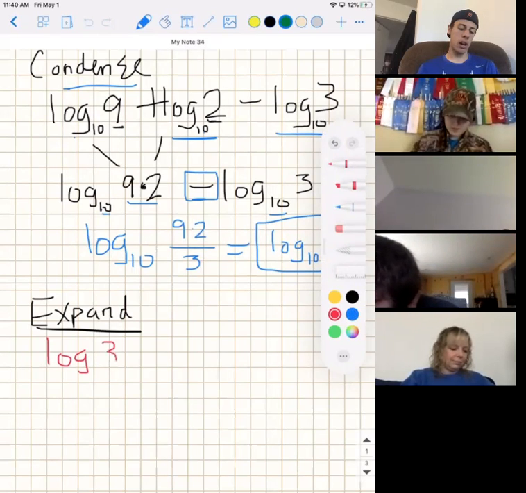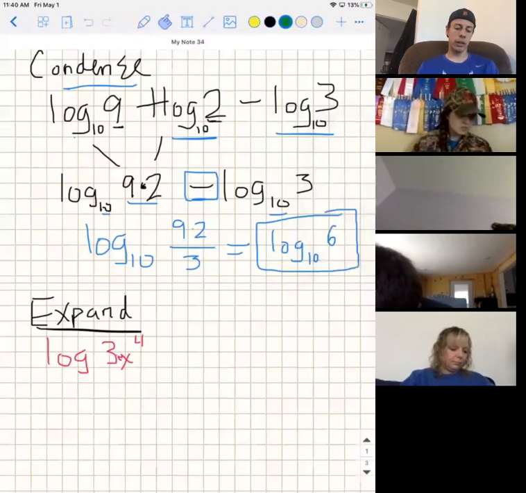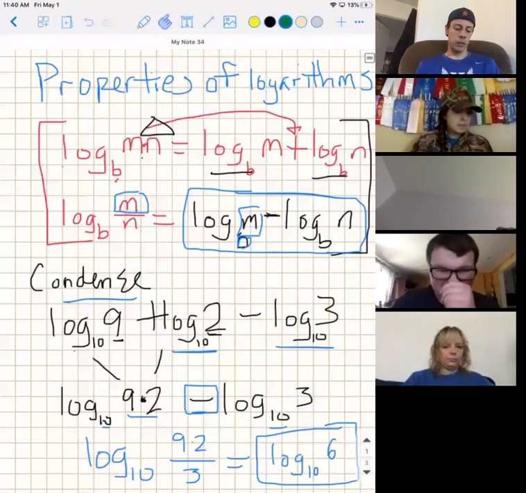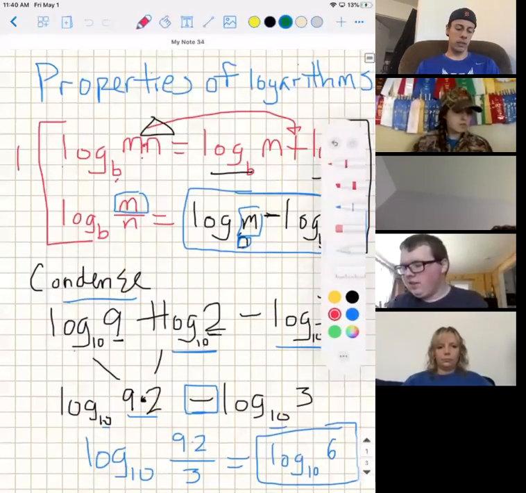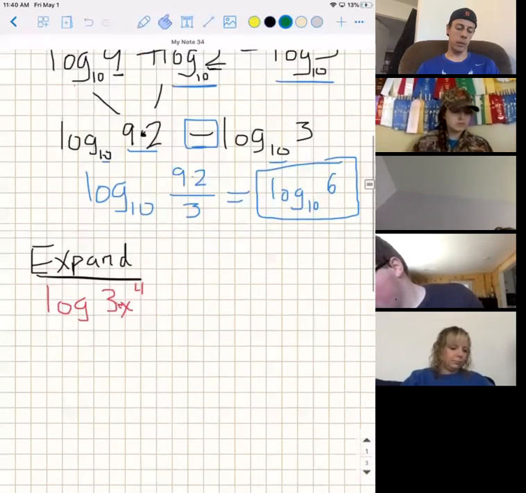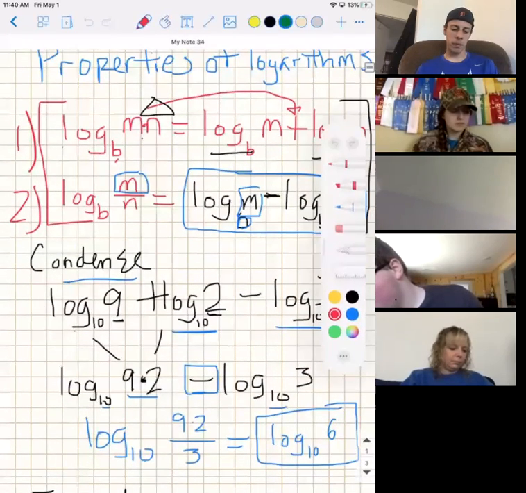So let's say we have the log of 3x to the 4th. Okay, so we have multiplication going on in here: 3 times x to the 4th. Well, if we go look at our notes, which one do you think we're going to use, the first one or the second one? Since in our problem we had multiplication going on, the first one, the one that says, hey, we got some multiplication.